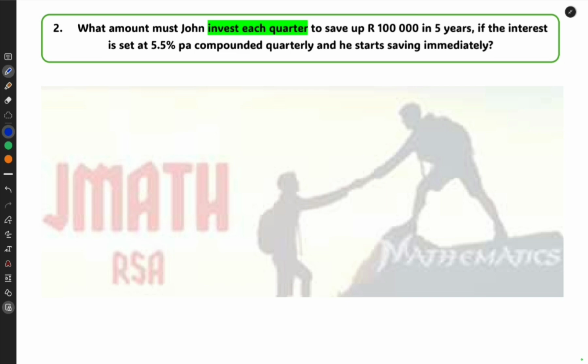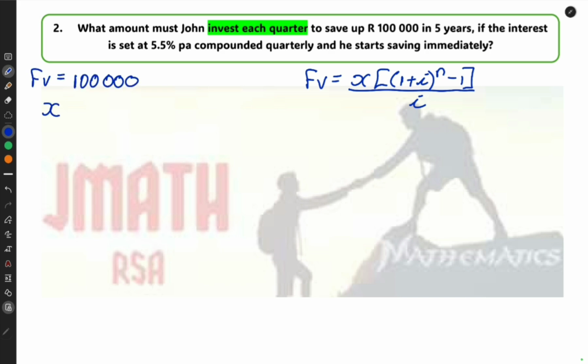Question 2, what amount must John invest each quarter to save up 100,000 Rand in 5 years if the interest is set at 5.5% compounded quarterly and he starts saving immediately? First thing, got to write down the formula. I know it's future value. Now I'm going to make my list. So in this case, they're telling me he wants to save up 100,000 Rand. I don't know what X is.